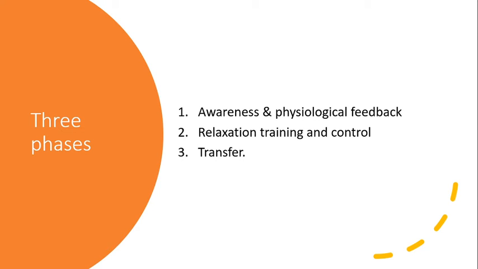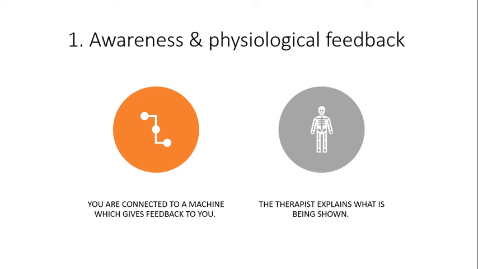There are 3 phases involved. First of all, awareness and physiological feedback. Secondly, relaxation training and control. And thirdly, transfer. Let's look at each of those in turn. So first of all, awareness and physiological feedback. Basically, this is the education phase of the treatment. So you're connected up to the machine, and you need to understand what the feedback is showing you. Various different machines give feedback in different ways, so it's important that you understand what's happening.